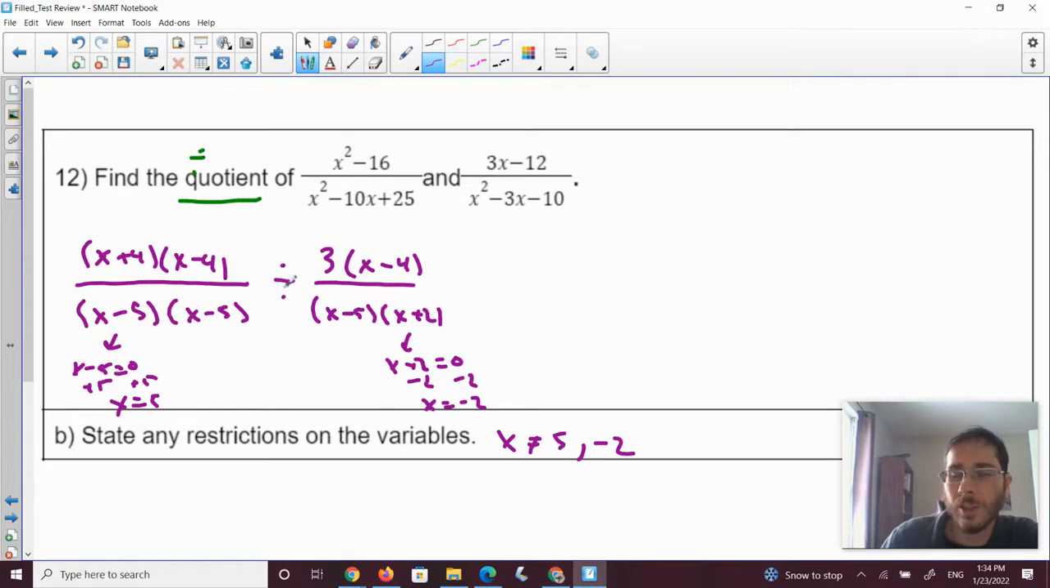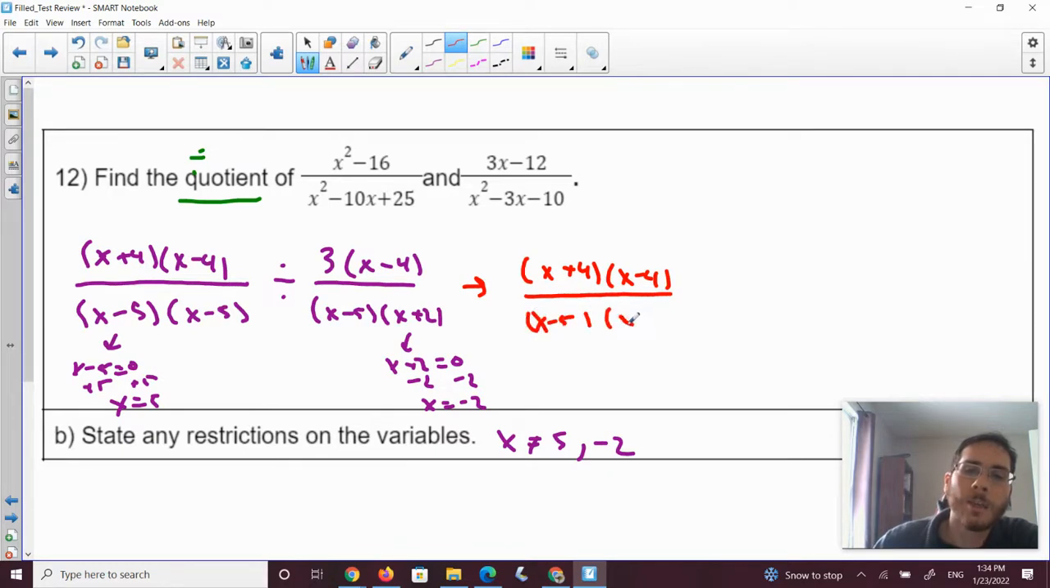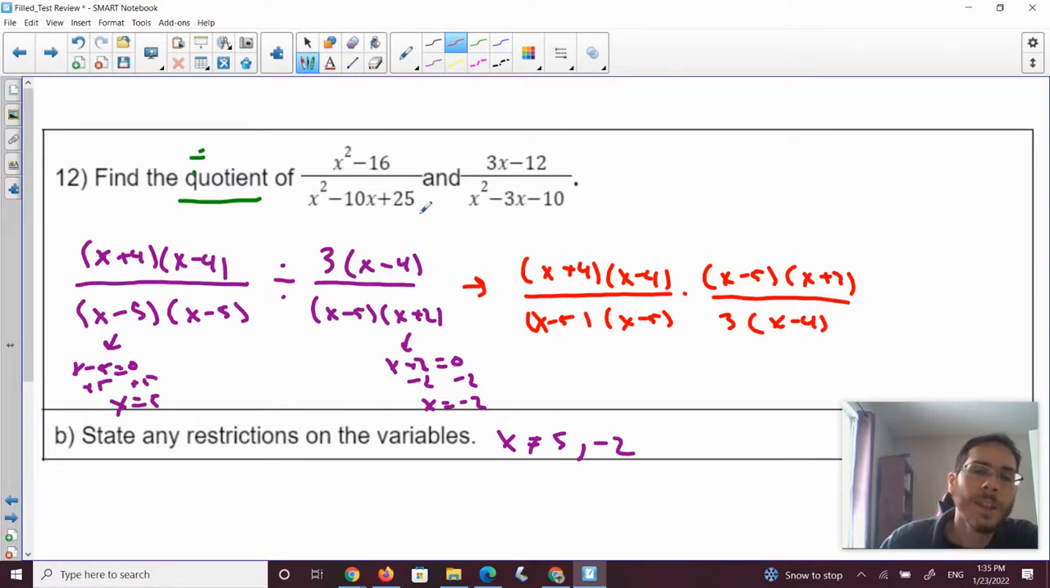Now we have to actually do the division. So now we need to remember the division rule. For the division rule, we want to multiply by the reciprocal. So now this is going to become x plus 4, x minus 4 over x minus 5, x minus 5, and we flip the second fraction: x minus 5, x plus 2 over 3, x minus 4. Now this is where things get tricky, and that's we have a new denominator here.